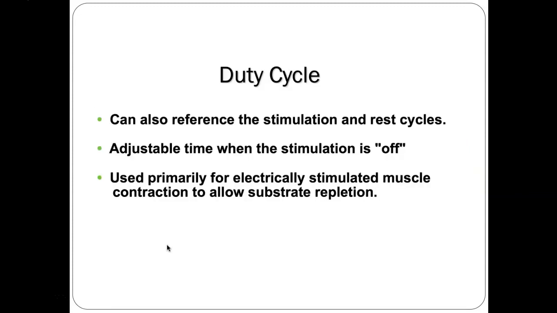So duty cycle can also reference the stimulation and rest cycle. So in other words, the amount of time the device is on. The awesome thing is that most devices are now adjustable. So you can decide how much time the stimulation is on and how much time it's off. So examples that I've seen in the clinical setting are 10-10, which means it's on 10 seconds, it's off 10 seconds. So that'd be a 1-to-1 ratio. I've seen 10-30, which is on 10 seconds, it's off 30 seconds, or a 1-to-3 ratio. And then I've seen it's on 10 seconds and it's off 50 seconds, which would be a 1-to-5 ratio.